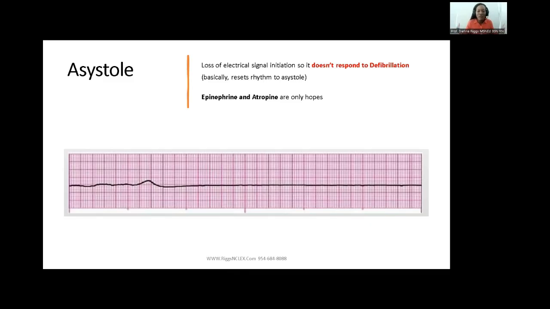But yeah, you have to make sure no one's touching the client. If not, everybody gets shocked, whoever's touching the client, okay?